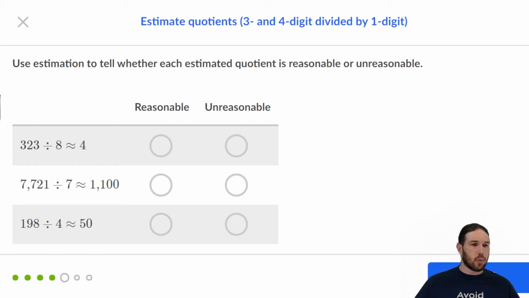Okay, tell whether each one is reasonable or unreasonable. About 320 divided by 8 is unfortunately about 40, not about 4. I would call that unreasonable.